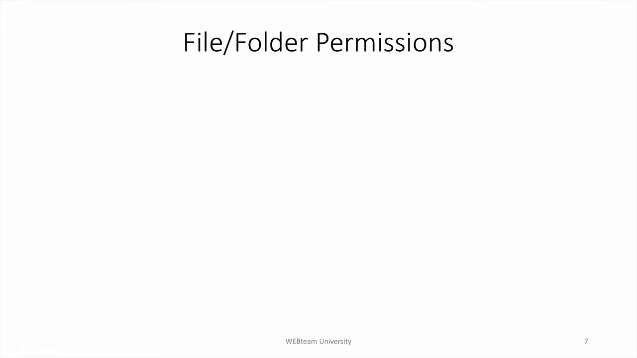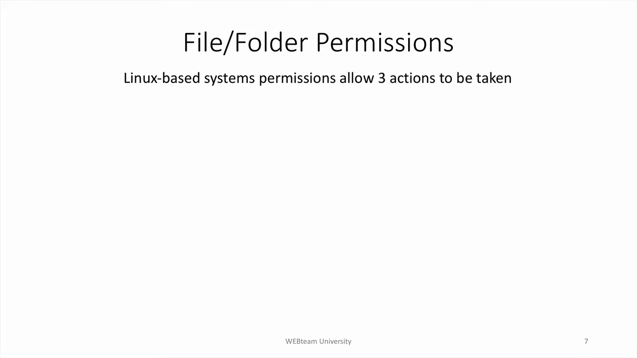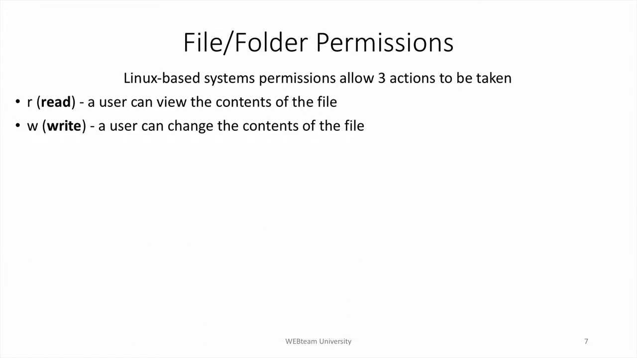Now we're going to take a moment and explore file and folder permissions in a little bit more detail. They're very important. R stands for read. A user can view the contents of the directory or file. W is write. User can write or change the contents of the file or directory. And then X stands for execute. So we have 3 different options: read, write, or execute.